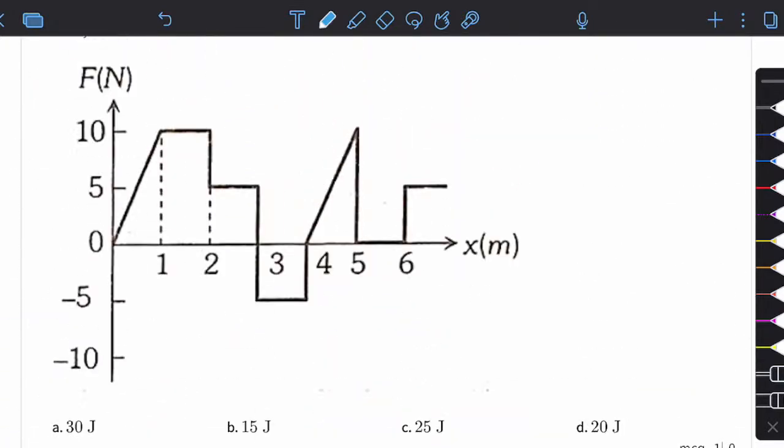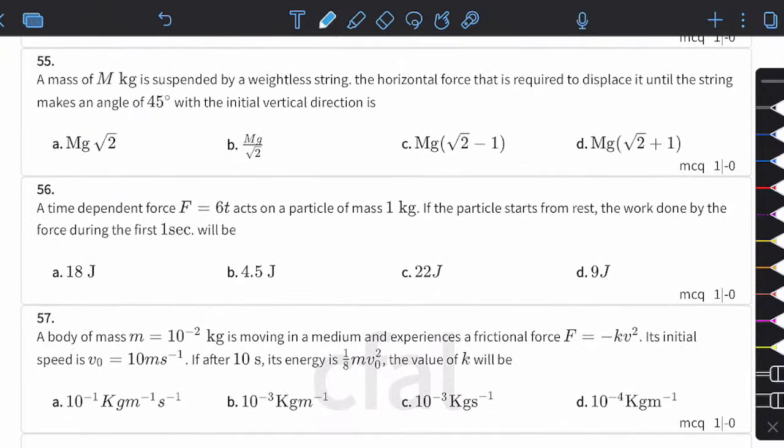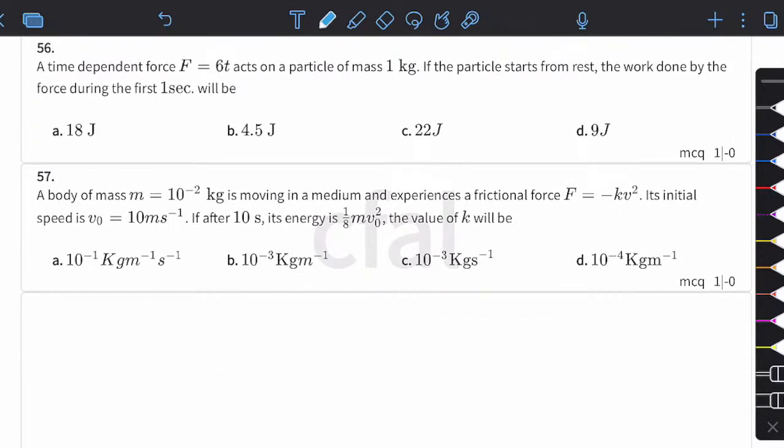Okay, let's look at the 56th question. A time-dependent force acts on a particle of mass 1 kg. The particle starts from rest. What is the work done by the force during the first second? Well, this is also a nice question. So I'll solve that over here.